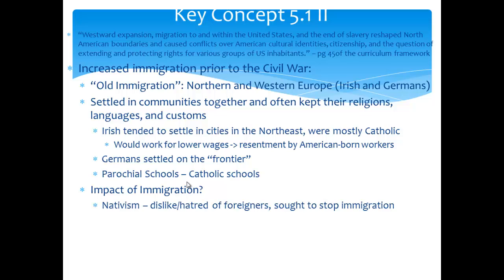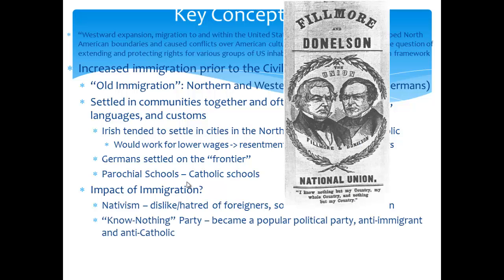So what's the impact of immigration? Well, we have the emergence of a nativist movement. Nativism is the dislike or hatred of foreigners, and they sought to stop immigration. The Know Nothing Party emerges, which was a very popular political party during the 1840s and 1850s, and they were anti-immigrant and anti-Catholic, and they wanted to stop immigration.